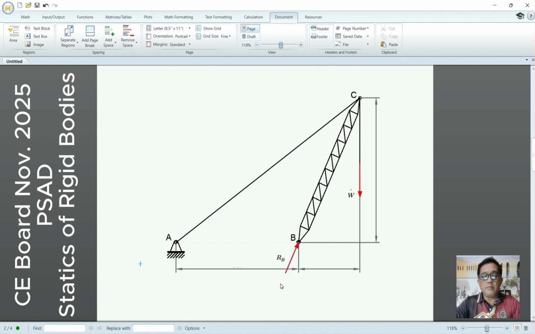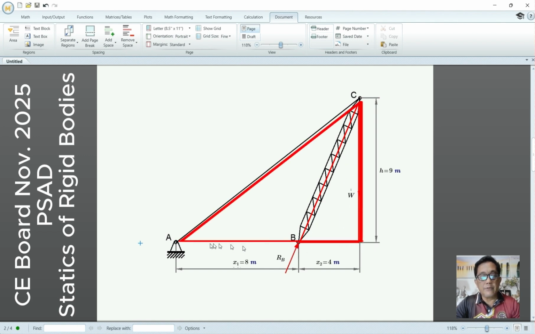Again, the direction of RB will be in the direction of the boom, or it is collinear with the boom. So that means we'll be able to determine the angle it makes with the horizontal or the vertical, since we are given these dimensions here. This one here is X sub 1, which is 8 meters. This one here is X sub 2, equal to 4 meters. And the height H equals 9 meters. B, C, and this point here will form a right triangle. And then here, A, C, and intersection here will also form another right triangle.